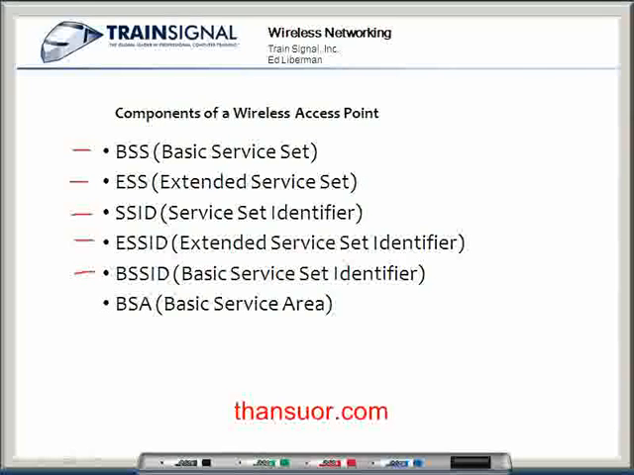And the reason why is if you just start using logic, you have your basic service set, your extended service set. Well, now we have our basic service set identifier and extended service set identifier.